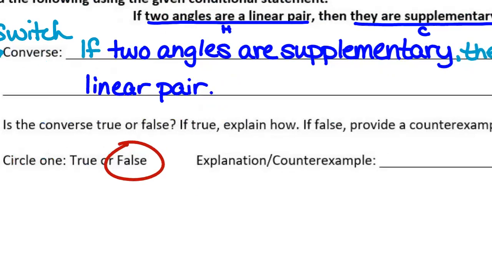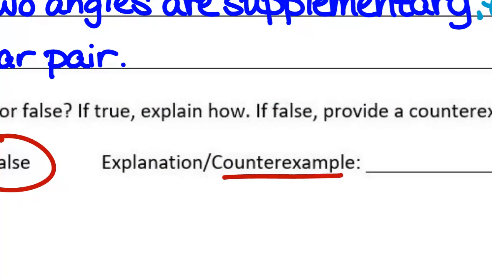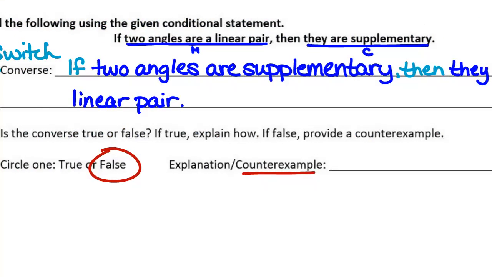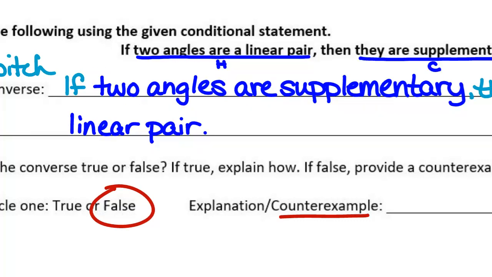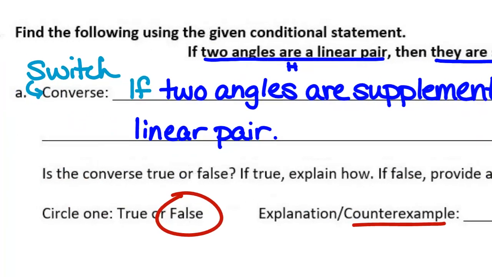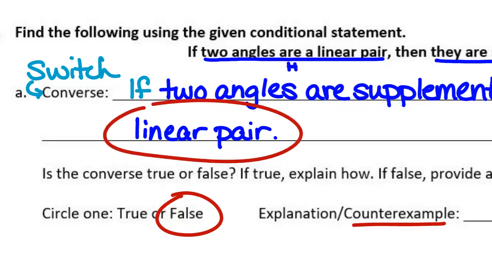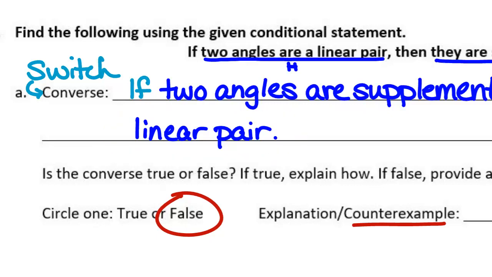If it's false, then we have to give a counterexample. So for my counterexample, I want to make the first part true. I want two angles that are actually supplementary, but they do not make a linear pair. What does a linear pair look like? They're adjacent, so they share a side, they're touching. Could I draw supplementary angles that are not touching?